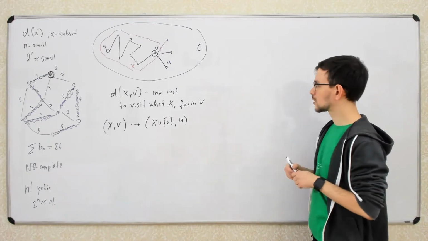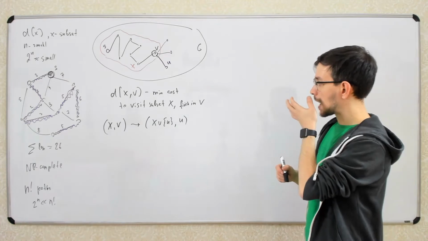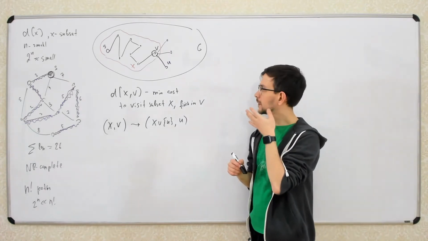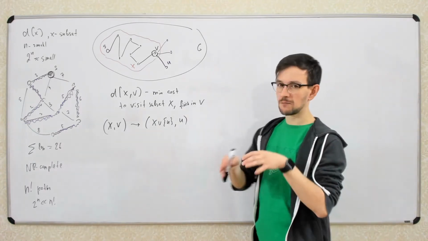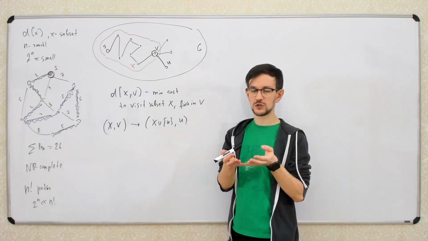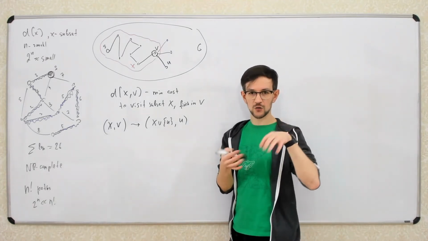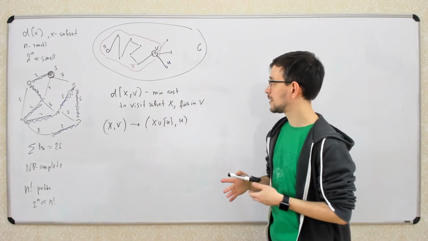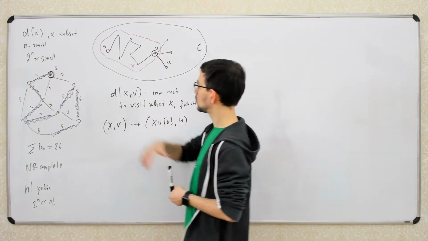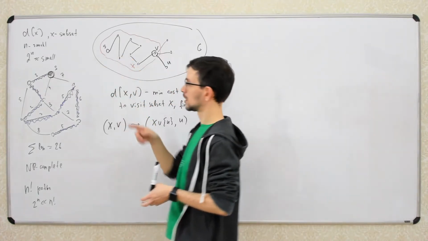Let's write the code. The code is actually pretty simple. So how do you implement this? You start by doing some base of your dynamic programming. So you need some starting state of your dynamic programming. What is the starting state of your dynamic programming? Starting state is when you have vertex S.